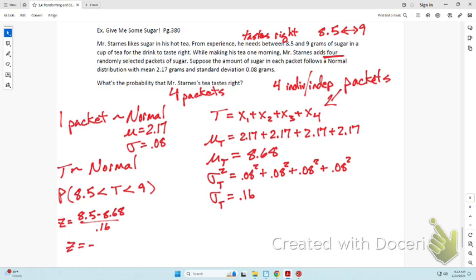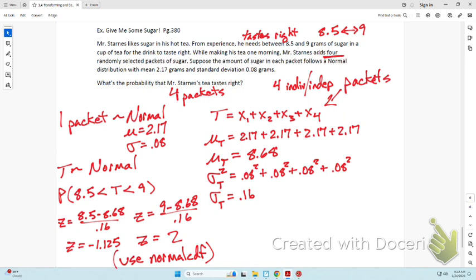So I did that earlier, and I got negative 1.125. Find this one z-score. And I got 2. Use normal CDF. You don't have to write that, by the way. So that's just for your notes. And we end up saying there is a probability of 0.8470 that his tea tastes correct. It tastes good. So it tastes right, I should say.